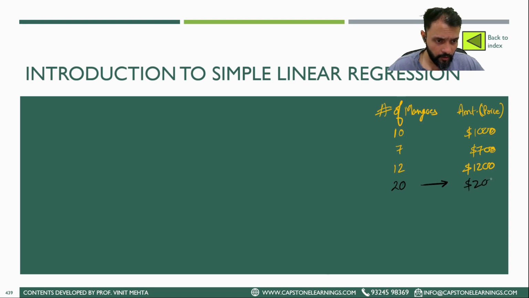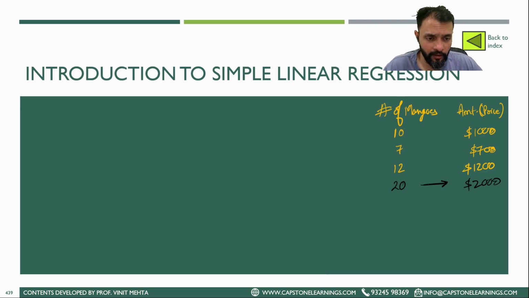$2,000. Am I correct? I mean, yeah, this was a very fast and quick and easy calculation. But if you peel the layers of your thought, what your mind did was, it looked at the historical data and tried to find out the connection between the number of mangoes and the amount. And you realized that it looks like one mango is worth $100.